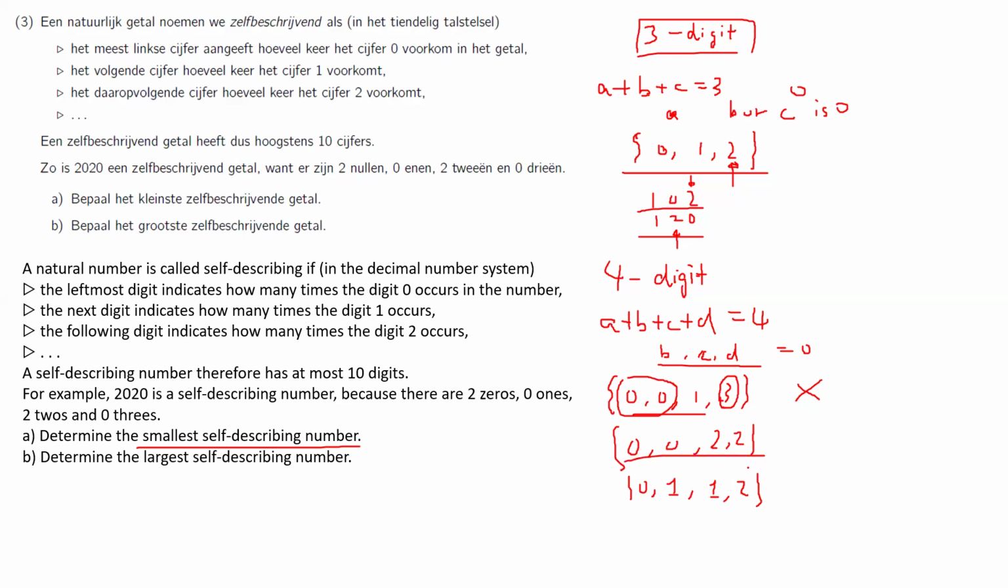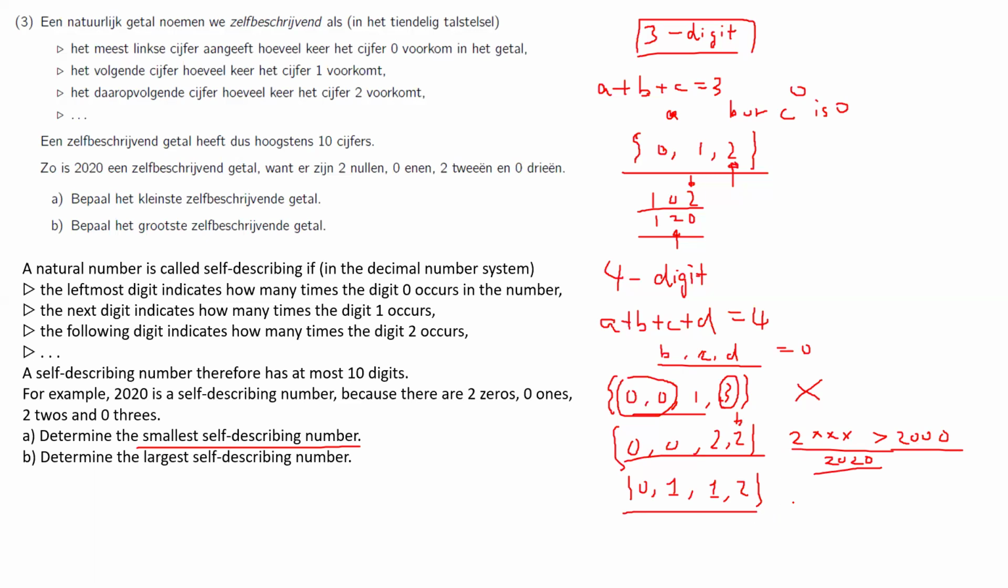For this one, it's possible. It must start with a non-zero, so A is 2. So it must be something like this. It's bigger than 2000. So actually, 2020 is a self-describing number. 2020 is also bigger than 2000, right? It must start with 2, a non-zero number, so it's at least 2000.